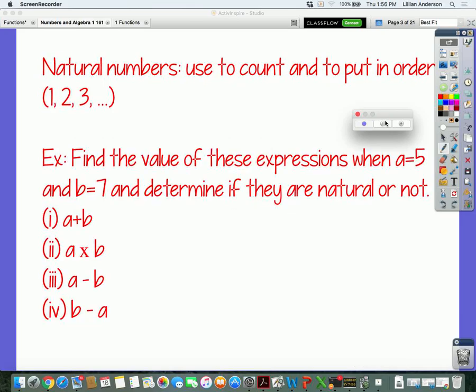So the first one is your natural numbers. These are the numbers that you use to count with, the ones that you also use when you're trying to put things in order. 1, 2, 3, 4, 5, 6, and so on and so forth. What's another way you can represent these types of numbers? Like another way to say them? Whole numbers. Yes. Whole numbers.